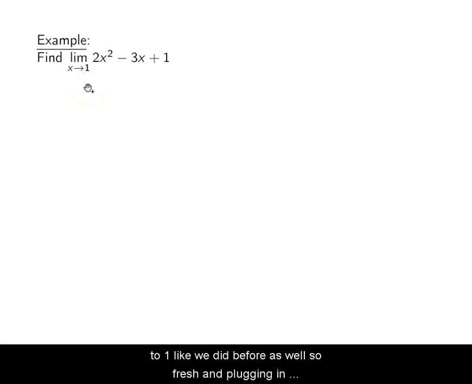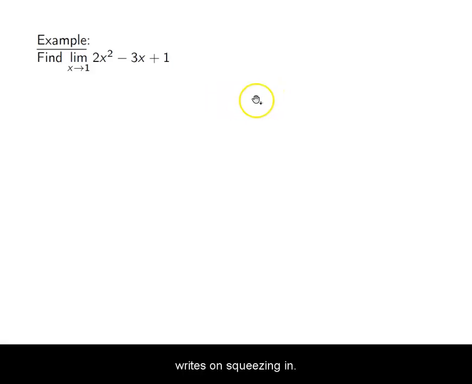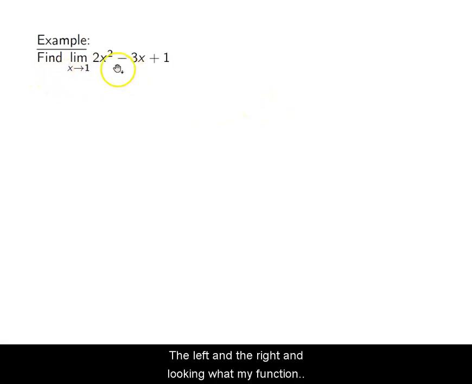so, for instance, plugging in 0.8, 0.9, 0.99, 0.999 to come from the left, and from the right, plugging in 1.1, 1.01, 1.0001, 1.00001, instead of squeezing in from the left and the right and looking at what my function does, we're going to break this down using the properties of limits.